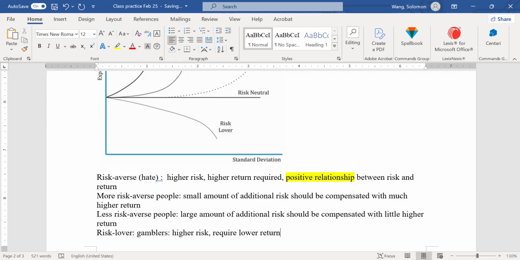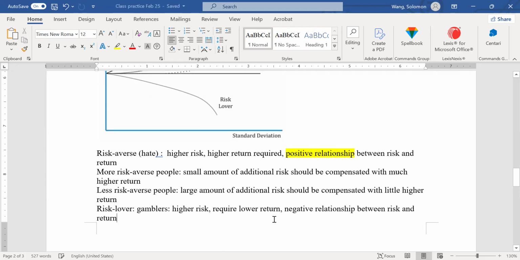So that's a negative relationship between risk and return. Okay, higher risk, lower return. They just have fun with that, and they would require lower financial return. So that's for the risk lovers, and they will not last long because they are irrational. Eventually, they will lose all their money.